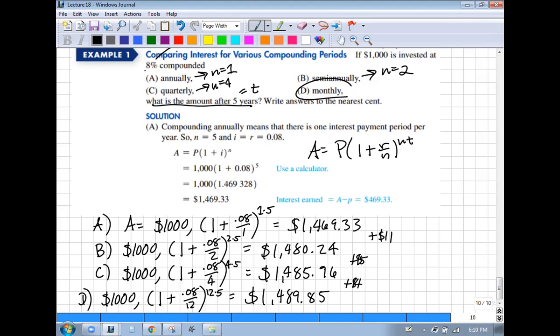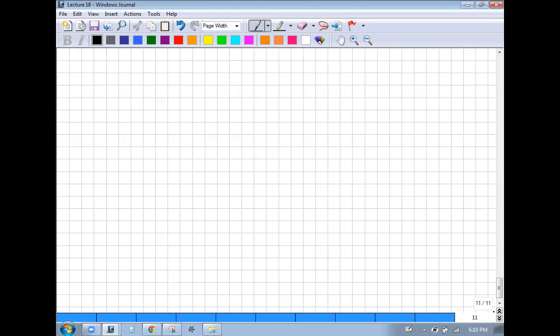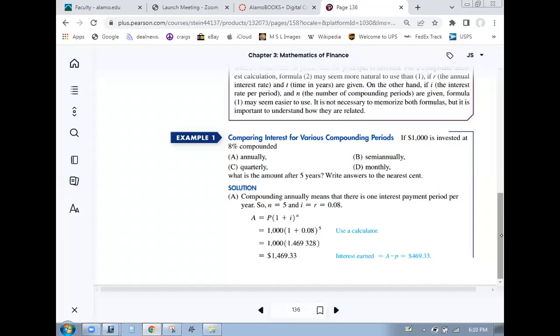So it seems like we could just keep compounding interest more and more often and just keep getting more and more money, right? Yeah, it bottoms out eventually.